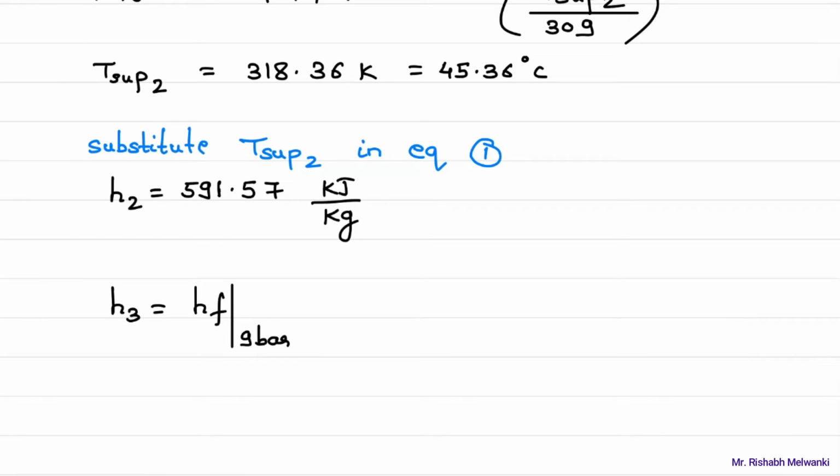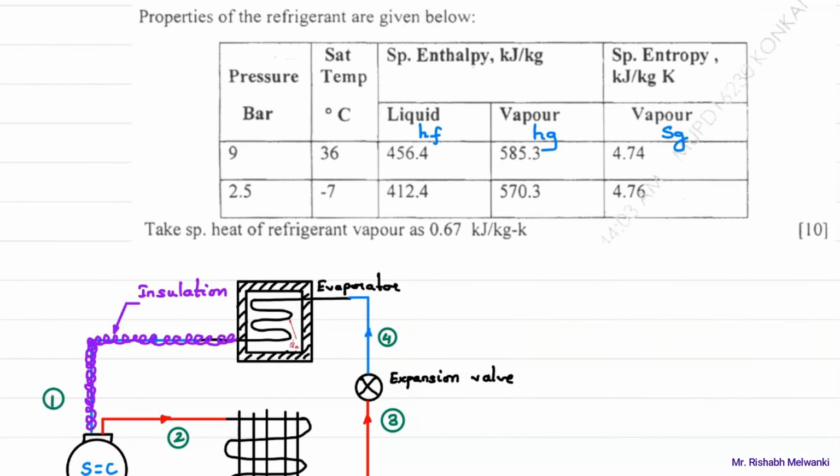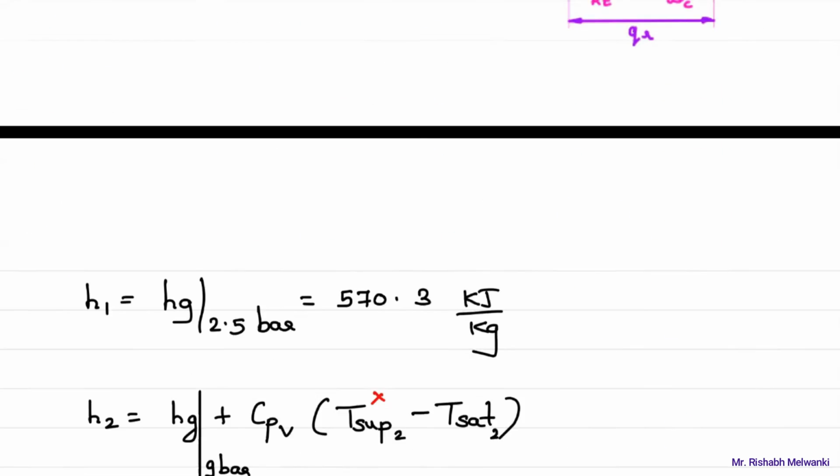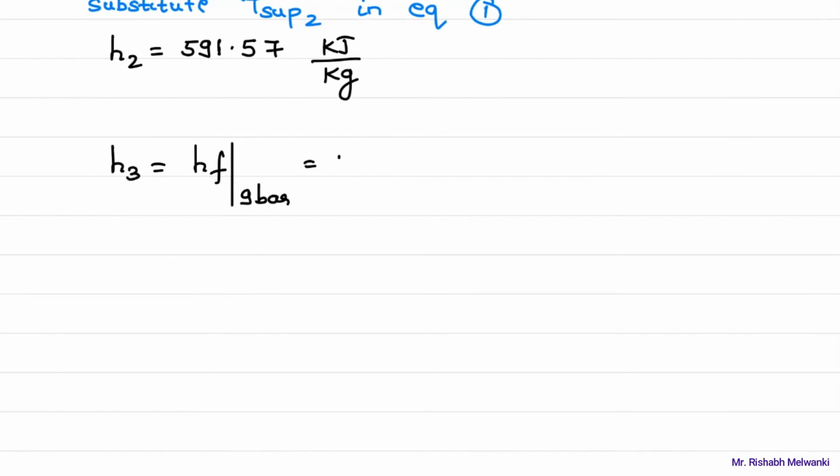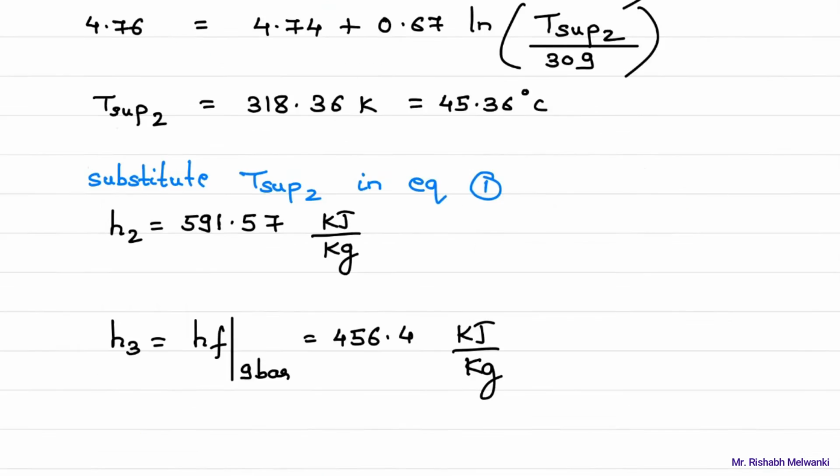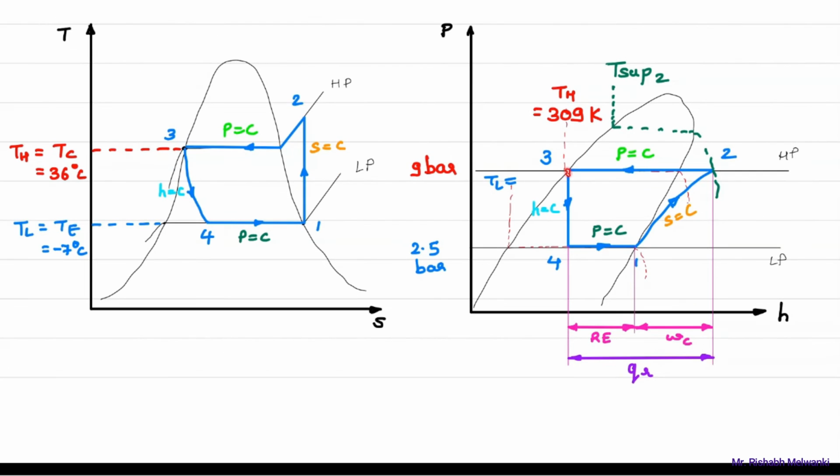What is this value? We have to see the table now. H3 is equal to HF. So for 9 bar, what is the HF value? 456.4 kilojoule per kg. Now if you see the diagram, H3 is equal to H4. So no need to calculate H4 again. During the throttling process 3 to 4, enthalpy remains constant. So H3 we have found will be equal to H4.